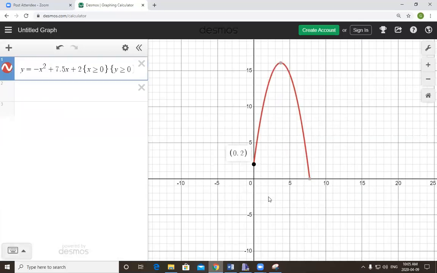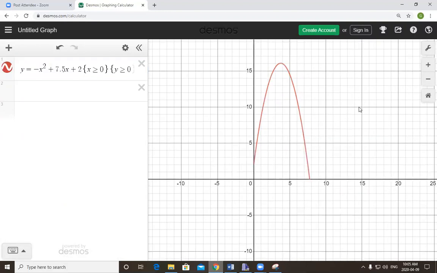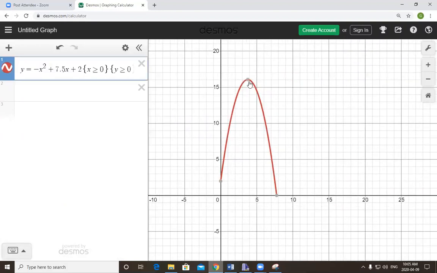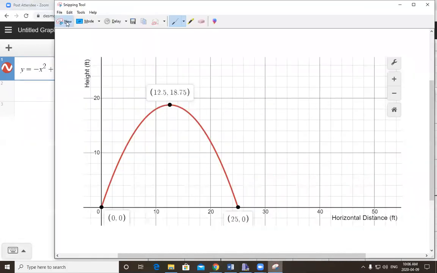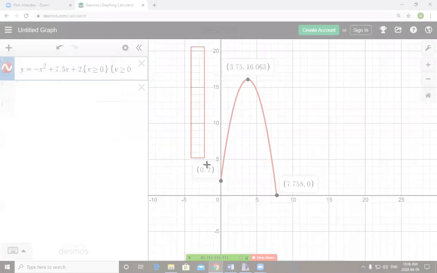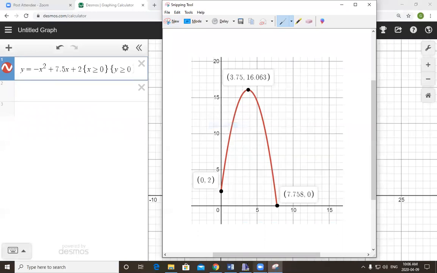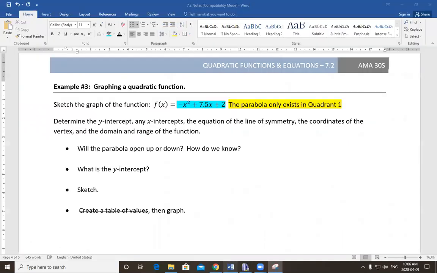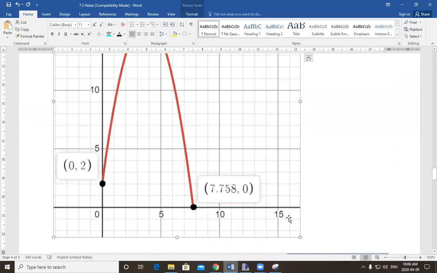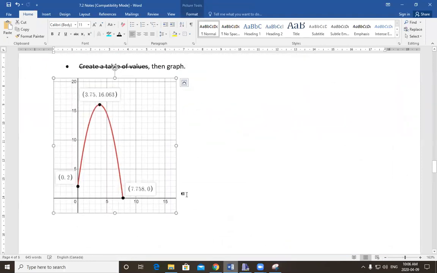So we have a y-intercept, we have a vertex, and we have an x-intercept. Okay, so 1, 2, and 3 important points. Notice in quadrant 1, we've only got one x-intercept because the graph goes back. But we only want this. So I'm going to snip that. I didn't label my axes because there's no context here. So that's good enough. Copy, and we'll paste there and make that much smaller.